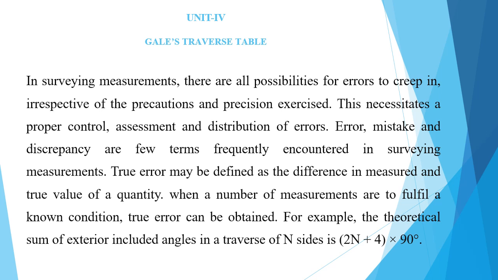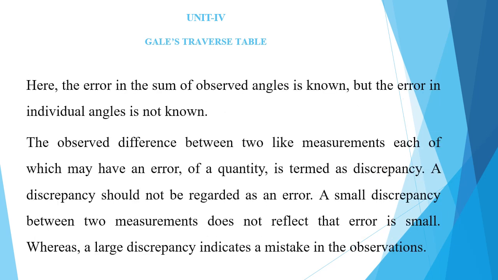True error may be defined as the difference between the measured and true value of the quantity. When a number of measurements are to fulfill a known condition, true error can be obtained. For example, the theoretical sum of exterior included angles in a traverse of n sides is (2n + 4) × 90 degrees. Here, the error in the sum of observed angles is known, but the error in an individual angle is not known.